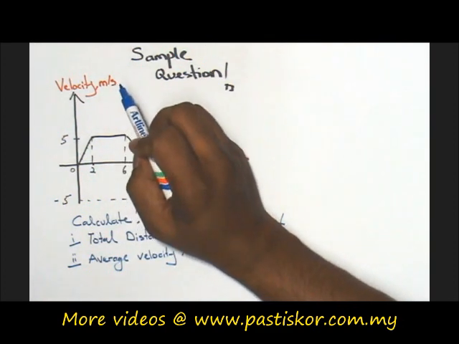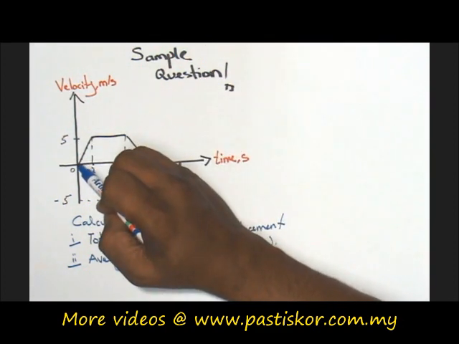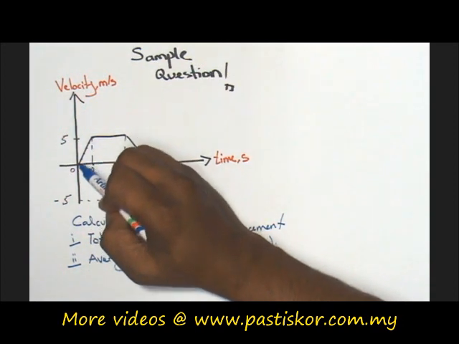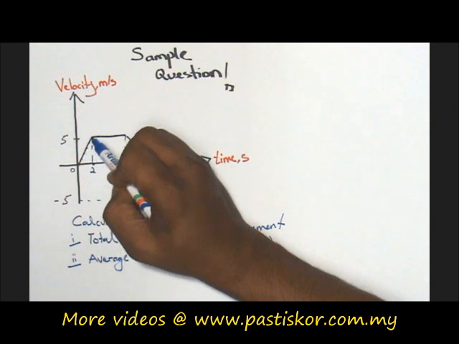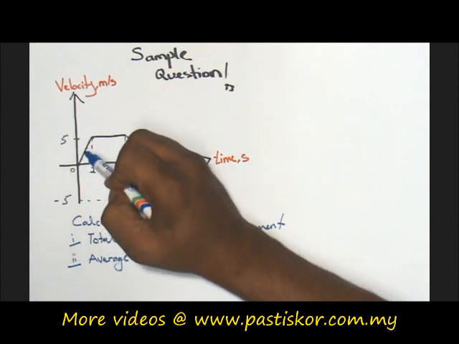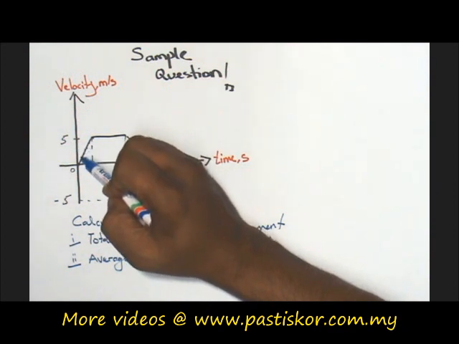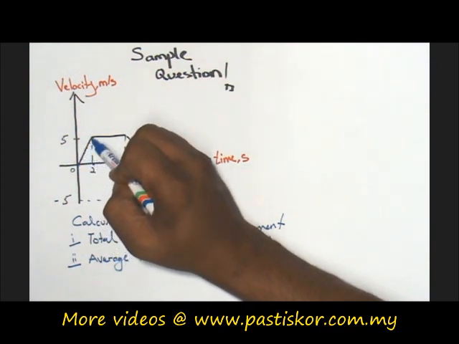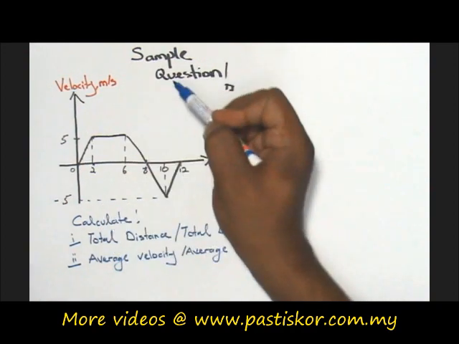Now, if I ask you, what is the acceleration? Because from 0 to 2 seconds, your vehicle over here is accelerating. You take 5 and you divide by 2. The value over here will be 2.5 meters per second squared. That means it's accelerating for 2 seconds over here.